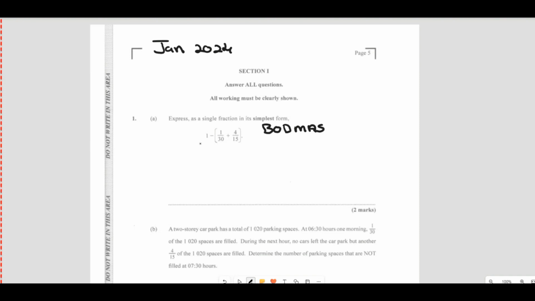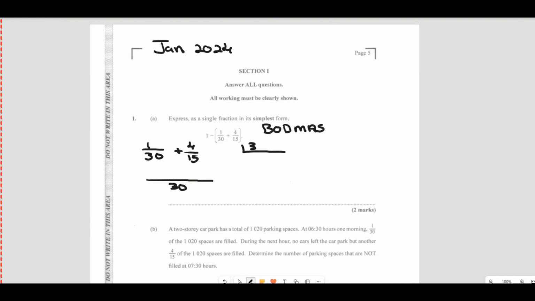So brackets first, so the brackets is 1 over 30 plus 4 over 15. Right, the denominators are different, right? So we have to find the LCM. With practice, you can see the LCM is 30, but we'll just show you how to find the LCM.